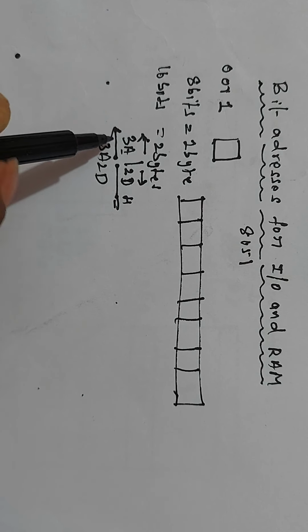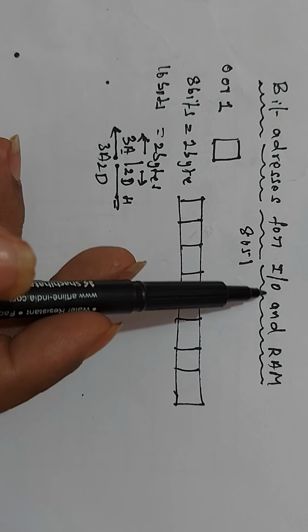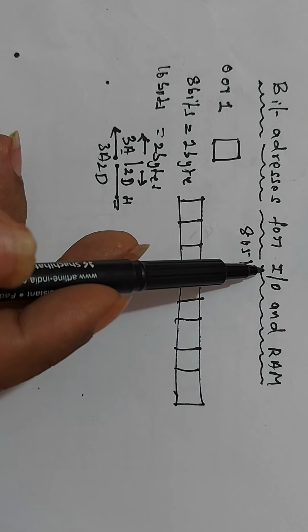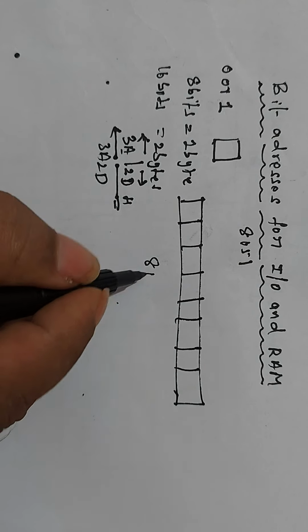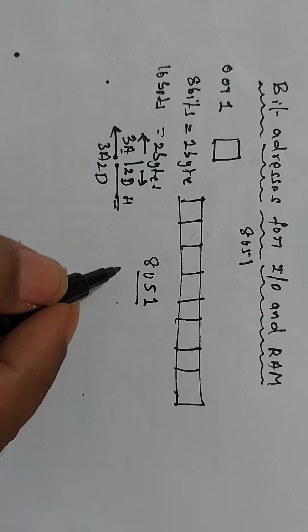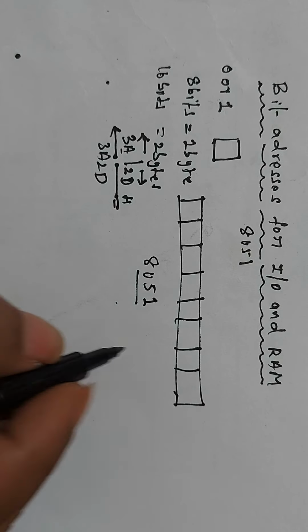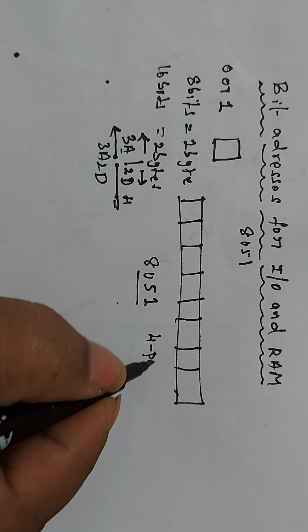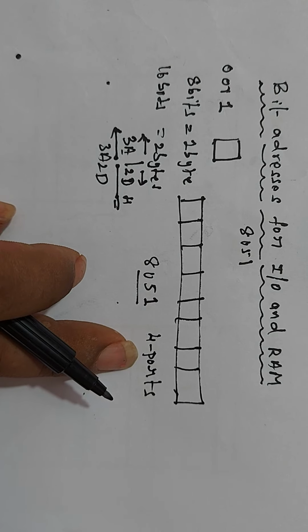Okay, now let us define what are bit addresses for input output and RAM. What is an input output port? The microcontroller 8051 can be used for input programming and output programming. For that, the 8051 microcontroller has 4 ports. You will study this in unit 1.